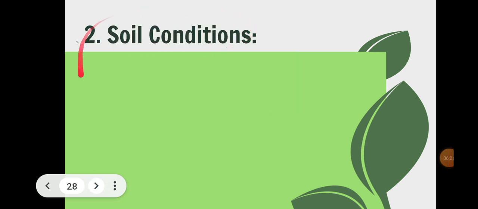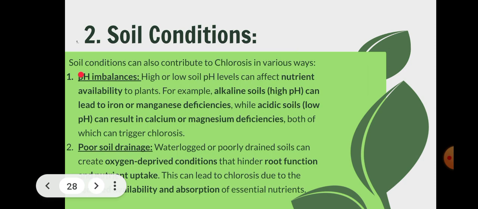The second one is soil conditions. Soil conditions can also contribute to chlorosis in many ways. The first one is pH imbalances. High or low soil pH can affect the nutrient availability for plants. For example, alkaline soil, which has high pH, can lead to iron or magnesium deficiencies, whereas acidic soils, which we know have low pH, can result in calcium or magnesium deficiencies, and both of these can trigger chlorosis.